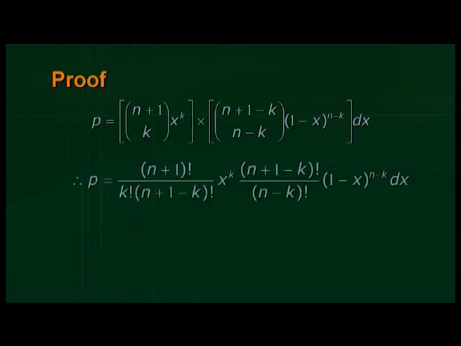Therefore, P is equal to (n+1) factorial divided by k factorial into (n+1-k) factorial, into x to the power k, into (n+1-k) factorial divided by (n-k) factorial, into (1-x) the whole to the power n-k dx. This is equal to nCk into (n+1) into x to the power k into (1-x) the whole power n-k dx.